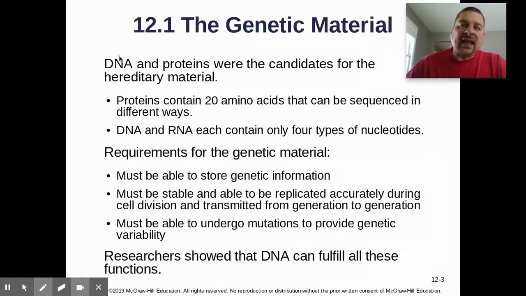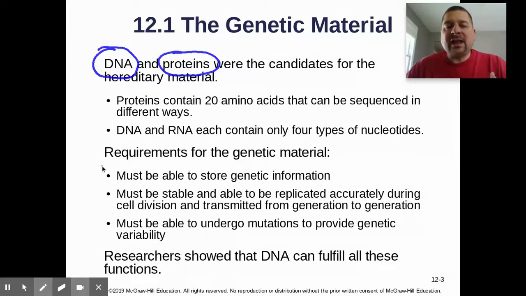We look back at the last chapter, Gregor Mendel. He didn't know about DNA and genes, but he called them factors. He knew something carried that inheritance. Until the early 20th century, the early 1900s, scientists had it narrowed down to two biomolecules, either DNA or proteins.